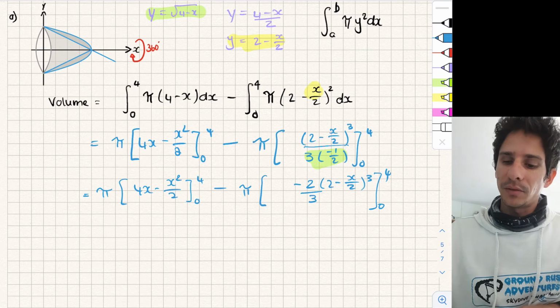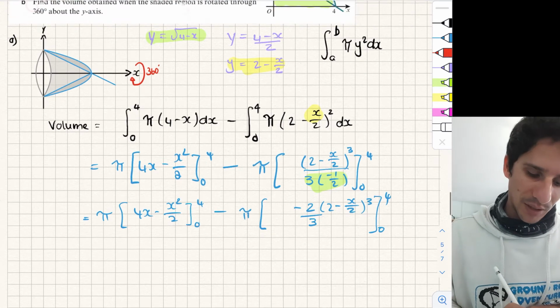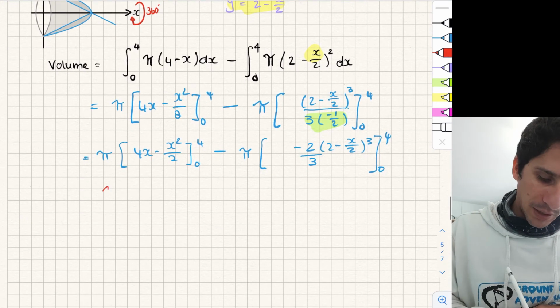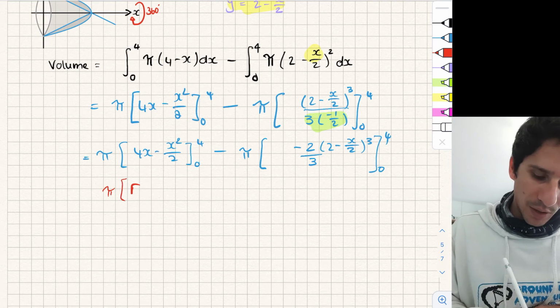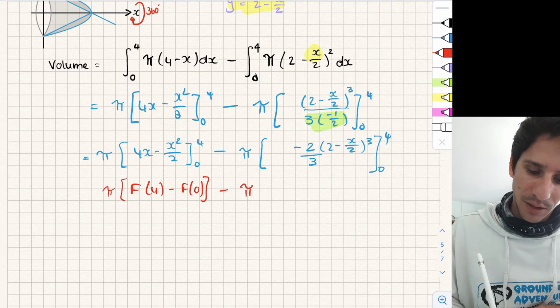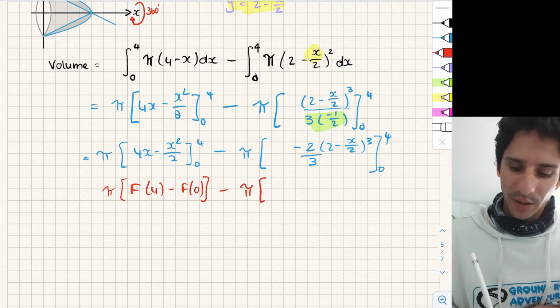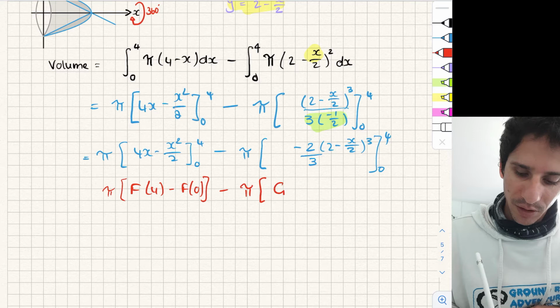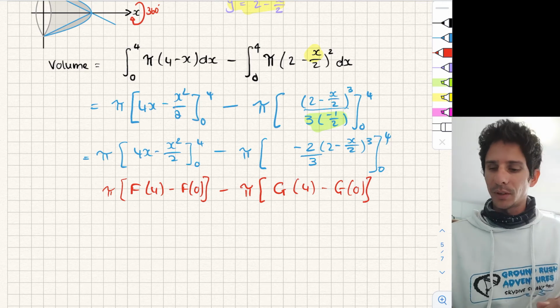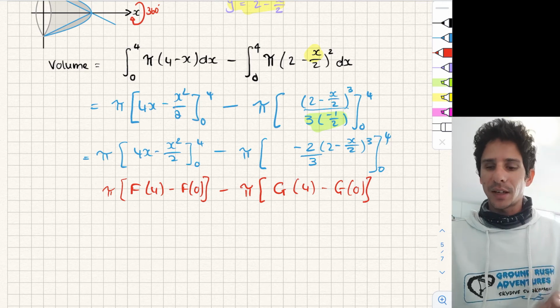Now I can evaluate them. So what I'm doing is I'm taking pi, and we can call our first function f. So f at 4, take away f at 0, and I'm taking away pi. And if you want, we can call this a different function. This can be g at 4, take away g at 0. Right? Again, it doesn't really matter what we call them. The important thing is you're stating that you understand what you're doing.